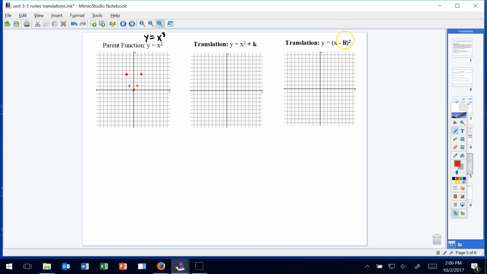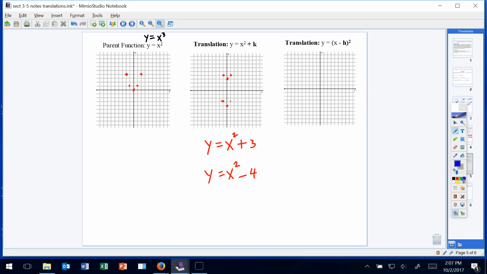And this inside number, since it's inside the parentheses, tells me I'm shifting horizontally, and this is the one you got to be careful with. So for example, taking y equals x squared plus 3, I'm moving all of the parent points 3 places up. Y equals x squared minus 4, I'm taking the parent and I'm shifting it 4 places down.